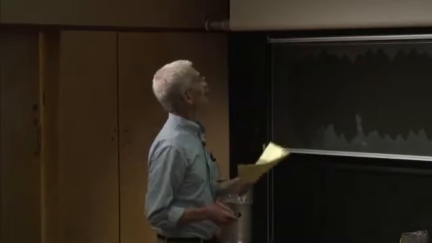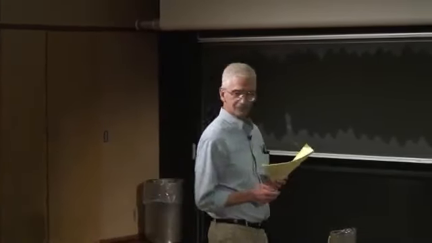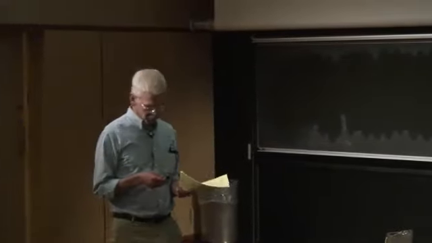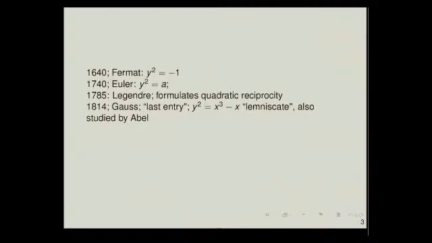So let's start with early history. Although I met Hendrik 43 years ago, we'll go back 373 years, where Fermat wonders about whether minus one is a square mod p. Then we skip 100 years, and Euler is quite systematic about whether anything is a square mod p. Then we skip a while again. Legendre formulates quadratic reciprocity, although he never manages to prove it.